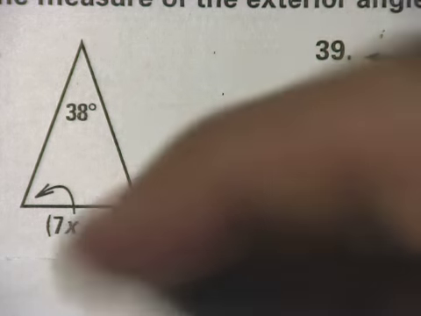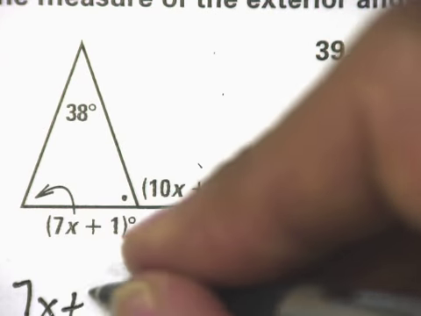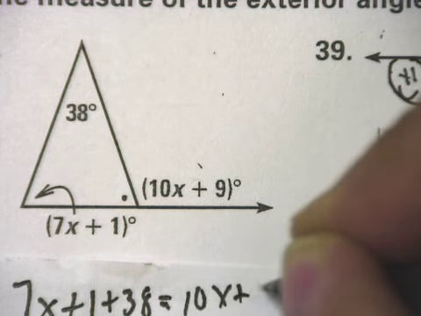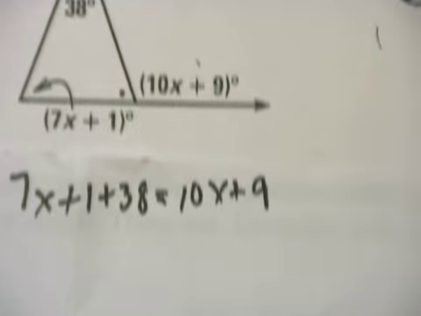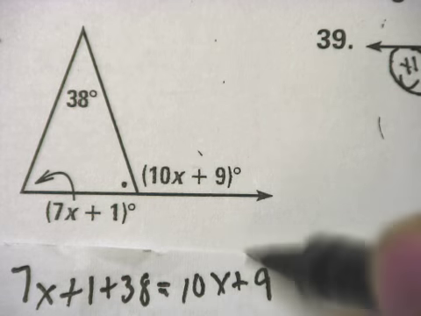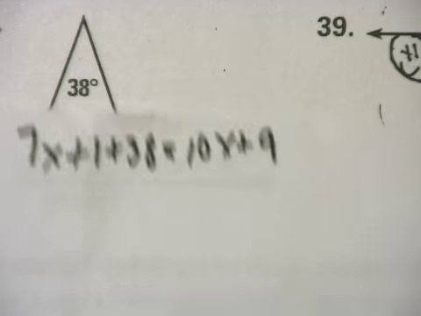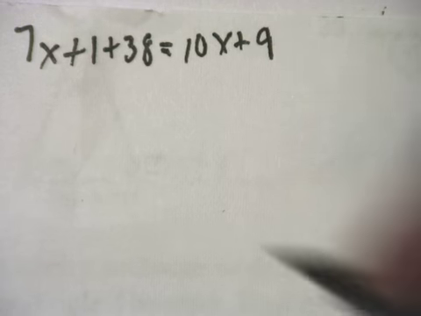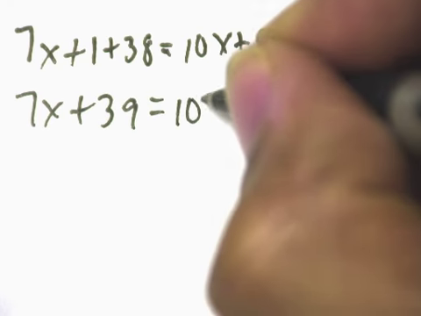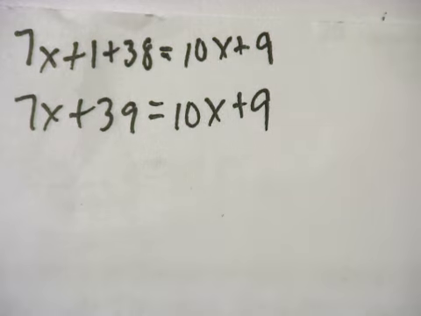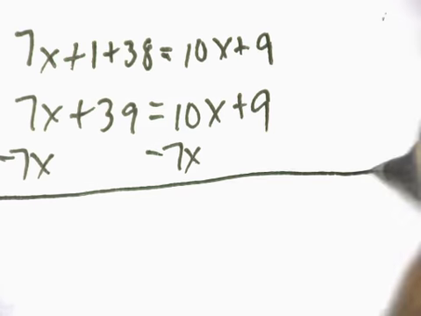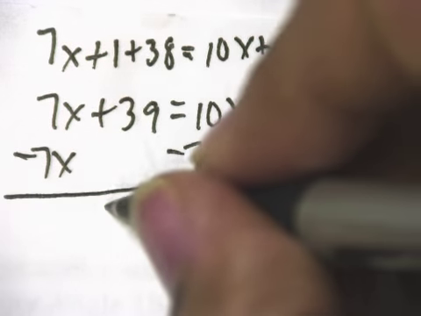Let's take a look at number 38. Again, I have an exterior angle. These are my two non-adjacent angles. And I know that if I add these two together, it's equal to this exterior angle here. So let's do that. Right? I have my two interior angles added together is equal to my external angle out here. Combine like terms.